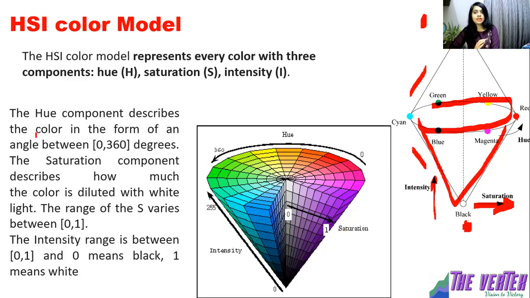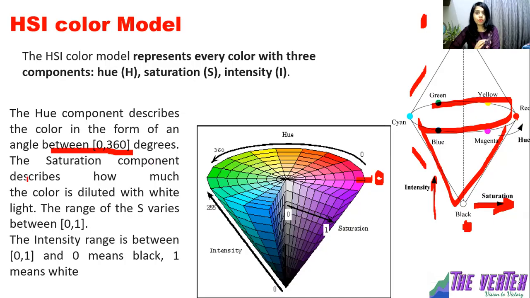The hue component describes the color in the form of an angle between 0 to 360 degrees. So if you see hue, as I told you, hue represents the outer ring. Outer ring means it is the purest form of that particular color family. So hue will change as an angle. Here hue is 0 degree and in this direction it will rotate like this and here again it comes to 360 degrees. So the hue component describes the color in the form of an angle that varies from 0 to 360.